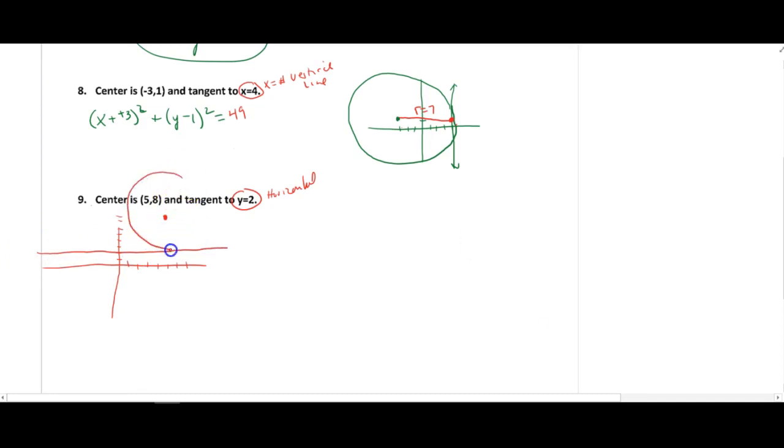And right away, if you notice, I can draw the circle like this. And again, I'm going to draw that radius from here to the point of tangency. Well, if this has a y value of 2 and the center has a y value of 8, what is this distance here going to be? The radius is 6. So right away, when I go to do this, my center is at 5, 8, so (x minus 5) all squared plus (y minus 8) all squared equals, my radius is 6, so 6 squared is 36. And we are done.